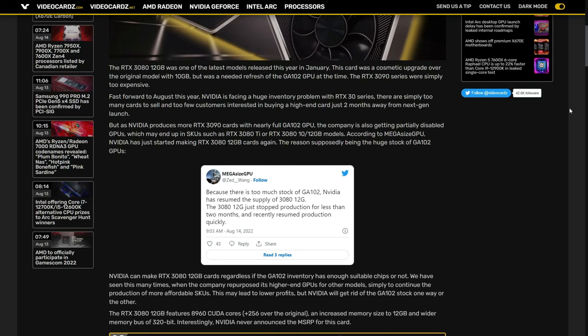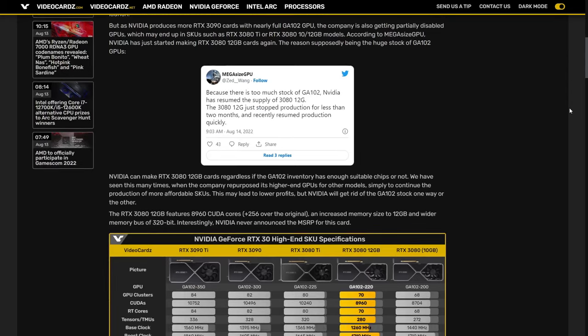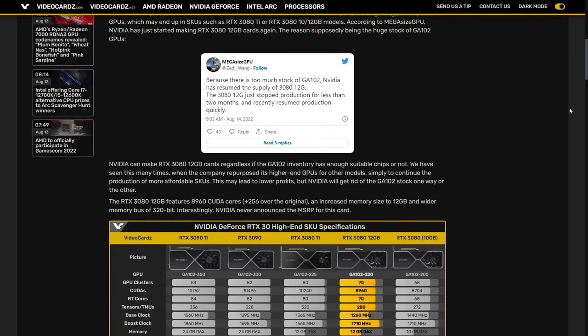And it seems the company is also partially disabling GPUs. The 3090 Tis are being cut down to produce 3080 Tis and 3080 10 or 12GB cards, according to Megasize GPU, which has started making the 3080 12GB again. So this means we might see a massive stock of GA102 GPUs in the market soon.